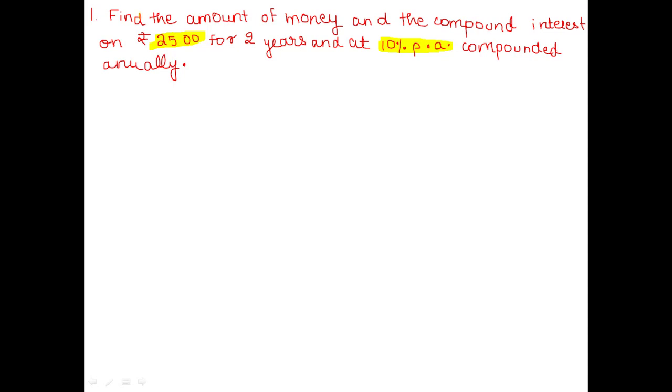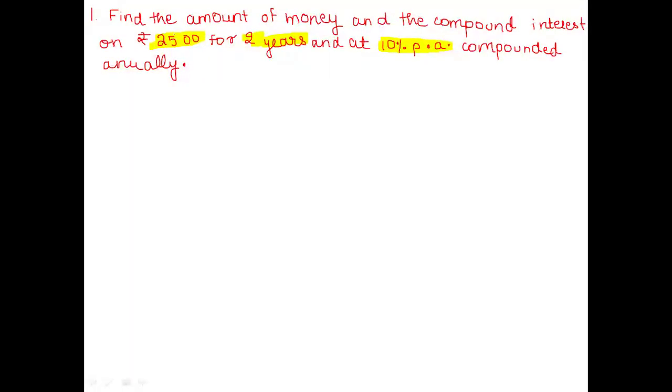Hi guys, today we're going to be doing this question, which is the first question in exercise 11A. It is: find the amount of money and the compound interest on rupees 2500 for 2 years at 10% per annum. If you guys haven't checked my formula video yet, please check it out as it will make it easier for you.